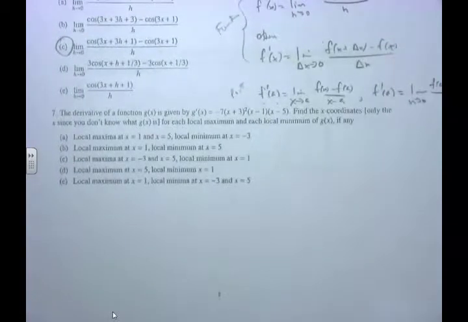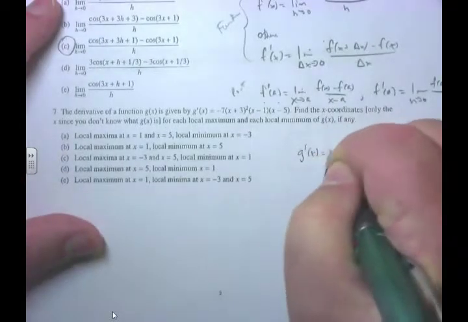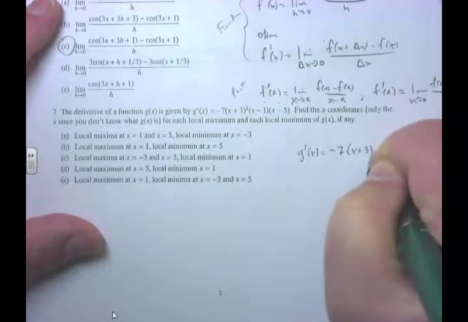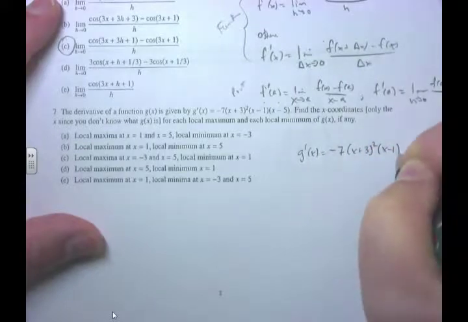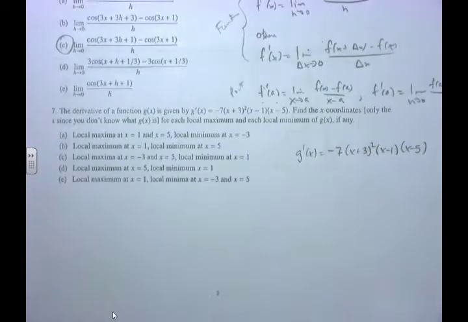The derivative of a function g of x is given by g prime of x is equal to negative 7 times x plus 3 squared times x minus 1 times x minus 5. This is your derivative. They've given it to you. The question is this. Find the x coordinates, only x, you don't need to know what the g function is, for local maximums and local minimums. Which one is going to be maxes, which one is going to be mins? We had a problem like this on your last test, which I will give back to you guys tomorrow.